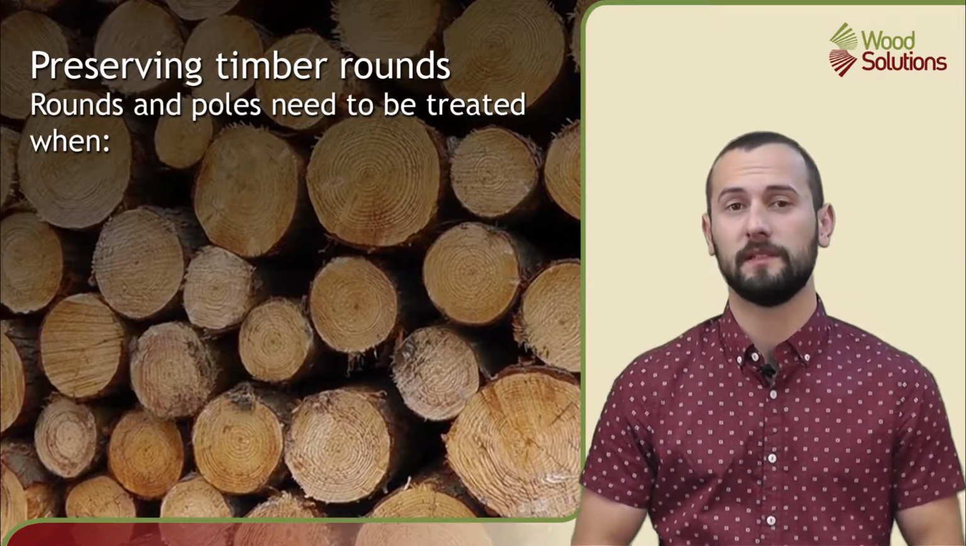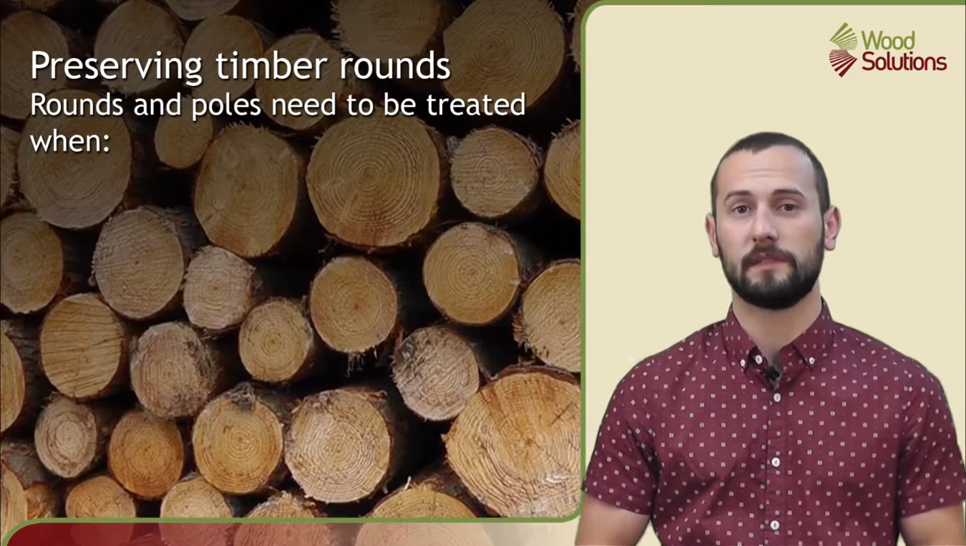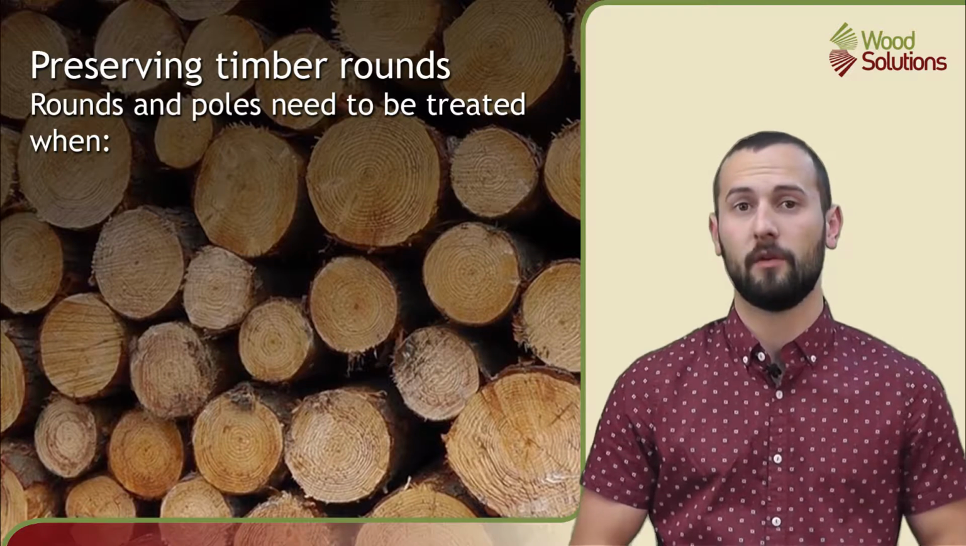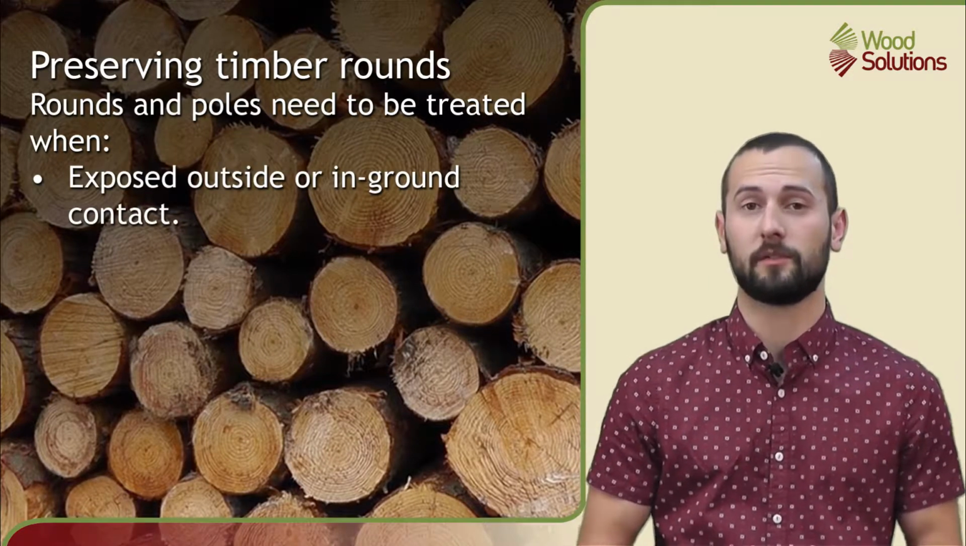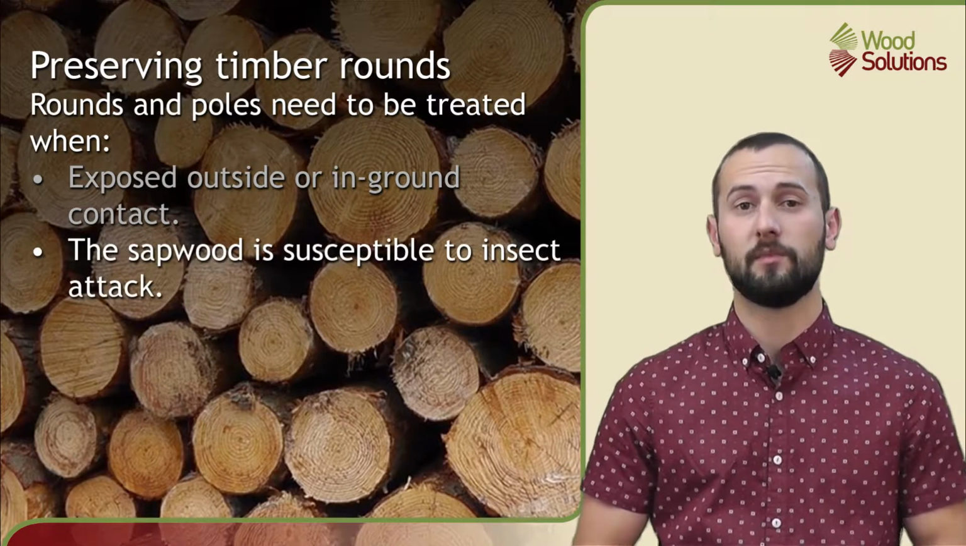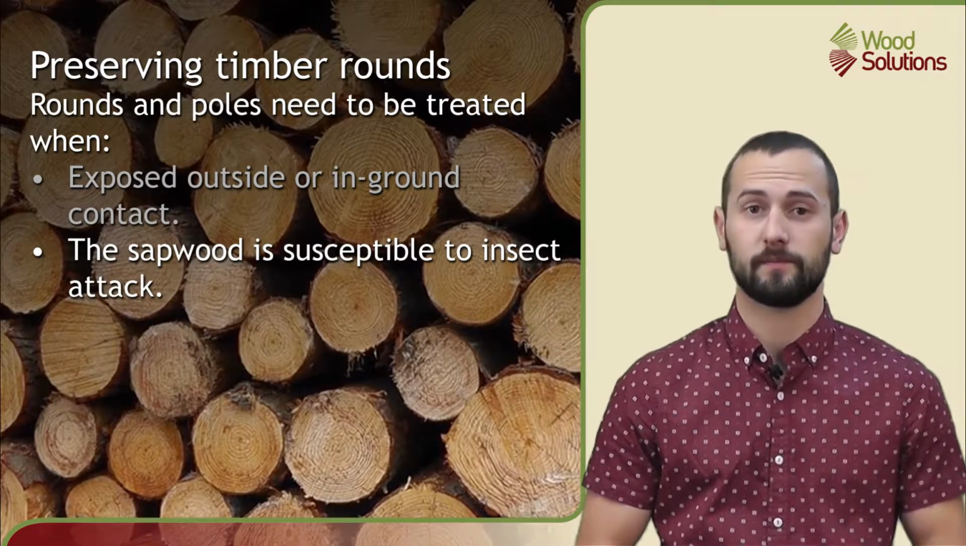The sapwood of all species has low durability but will accept preservative treatment. Rounds and poles need to be treated when they are exposed outside or placed in ground contact, or when the sapwood is susceptible to insect attack.